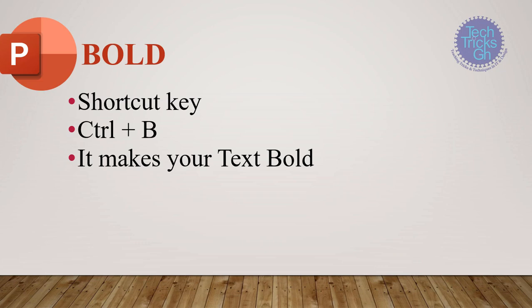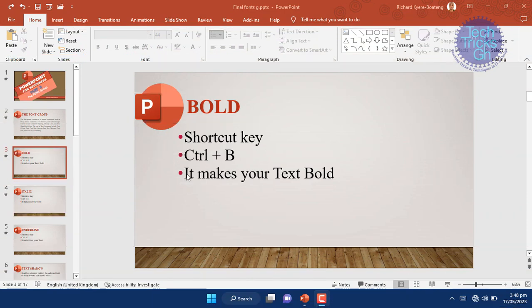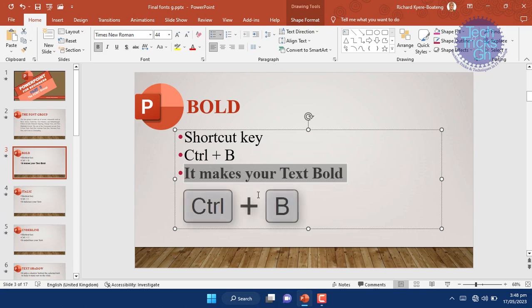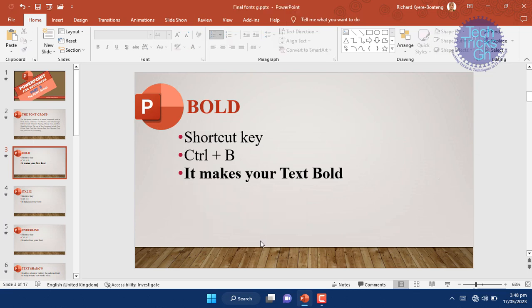Bold. The shortcut key is Ctrl+B. It makes the text bold. To use this command, select or highlight your text and click the bold command. To bolden the text, you can press Ctrl+B to obtain the same results.